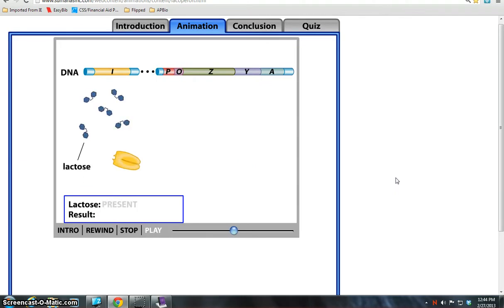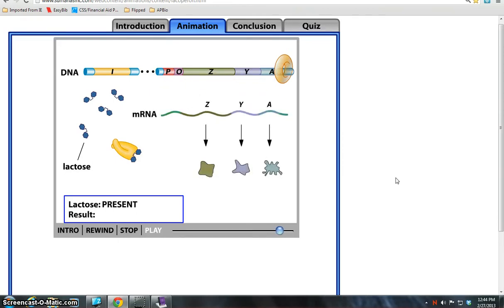When lactose is present in the cell medium, it binds to the allosteric site of the lac repressor. This changes the conformation of the repressor. In this conformation, the repressor can no longer bind to the lac operator site. Without the repressor blocking its way, RNA polymerase is able to transcribe the structural genes. Thus, in the presence of lactose, the lac structural genes are expressed. The proteins encoded by the Z and Y genes are required for the metabolism of lactose.